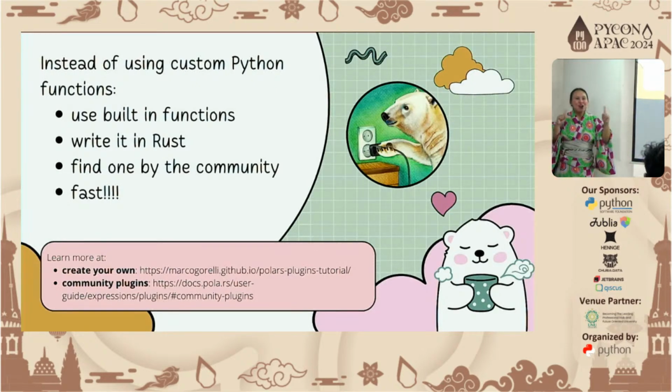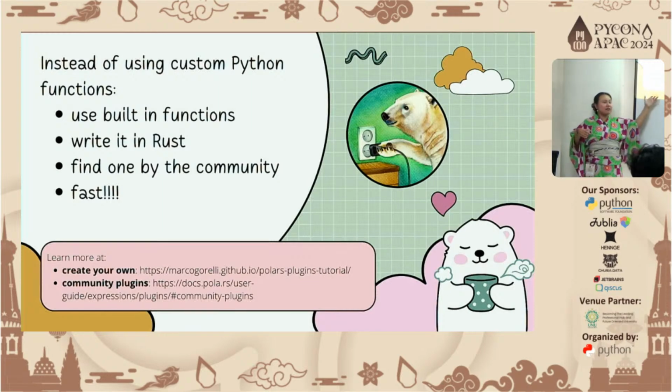But I know not all of you want to write in Rust, right? Not all of you go to my PyRust workshop, so I know. So actually someone already did it. There are some community plugins already written. You can go to this link. There's a list of them, like some of them calculating the distance or doing some geographic things. You can have a look to see if you can find something that is already done for you.